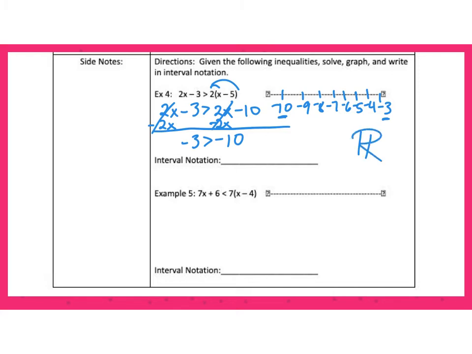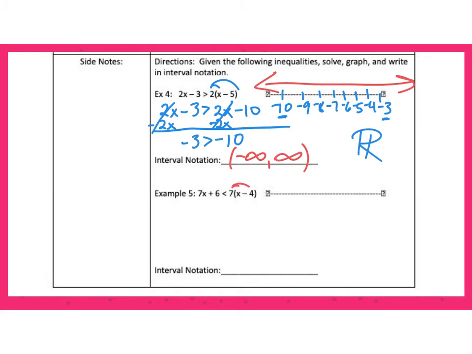How do I graph all real numbers? It's just an arrow going in both directions. It's defined for the entire length of the numbers in the universe, okay? The interval notation, we can see this line's going from negative infinity to infinity. So that's how we could write it in interval notation, okay?